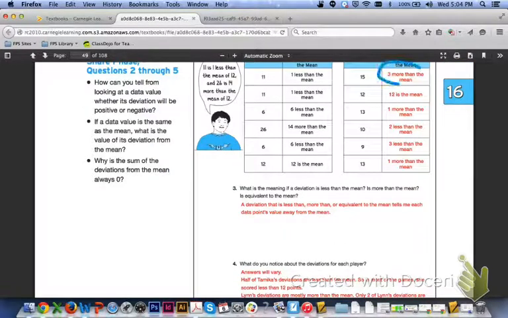So here, when she scored 15, that was 3 more than the mean. 13, 1 more. Okay, 1 more again, and then 12 was right at the mean. So 1, 2, 3, 4 out of the 6 games at the mean or more than the mean.